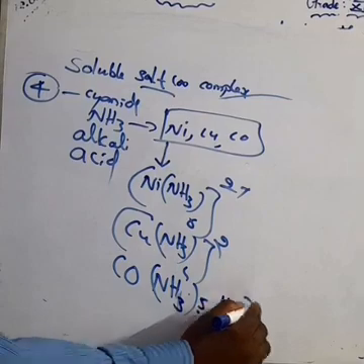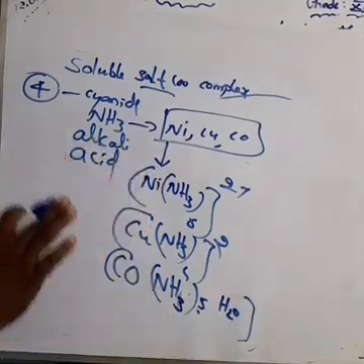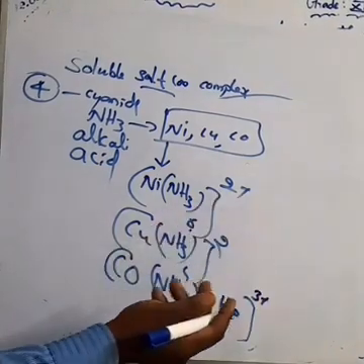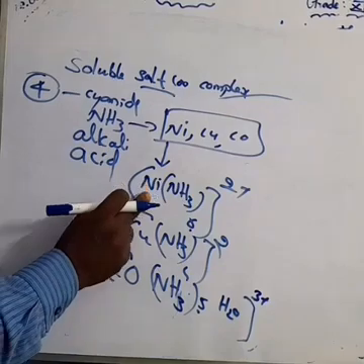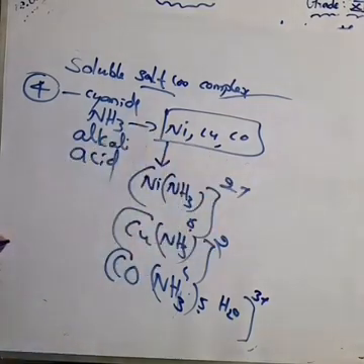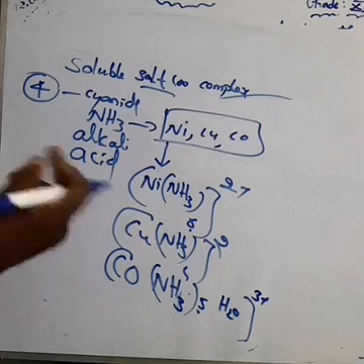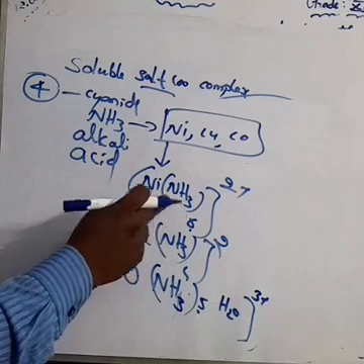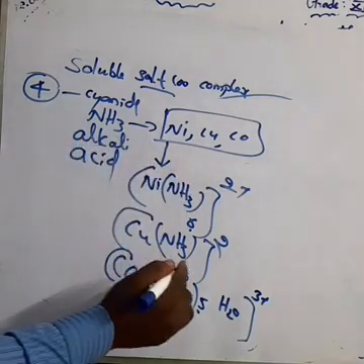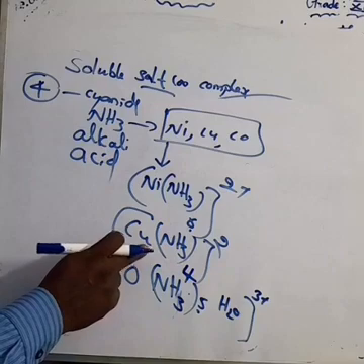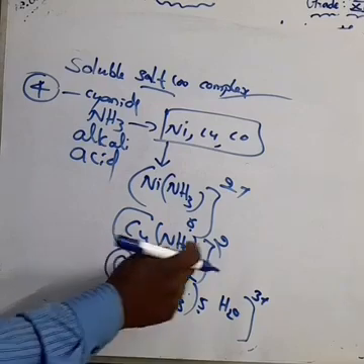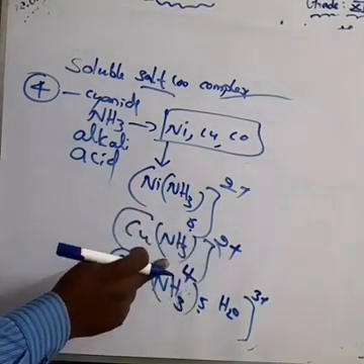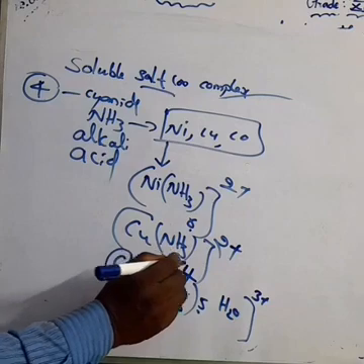Okay, can you say the names of the complexes? First, ammonia as a ligand we call amine. How many ammonia are there? 6 ammonia, so hexaamminenickelate(II) ion. Next, [Cu(NH3)4]2+, here 4 ammonia are there, so tetraamminecopper(II) ion.